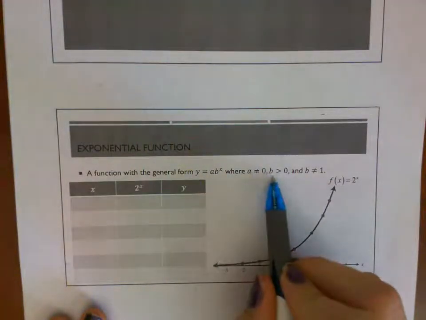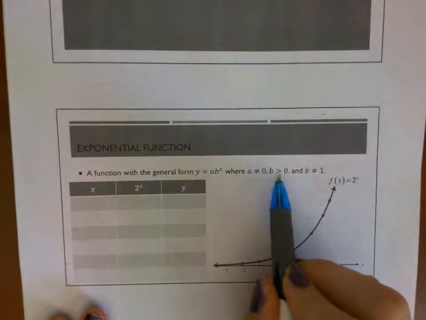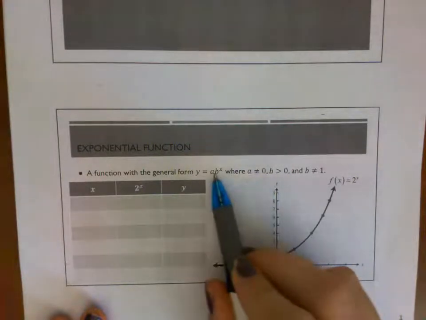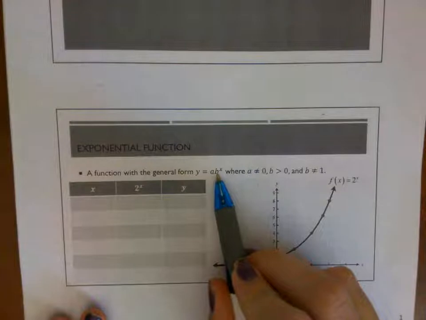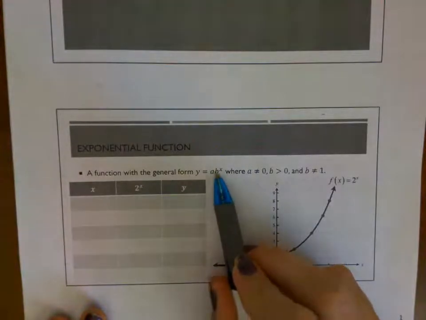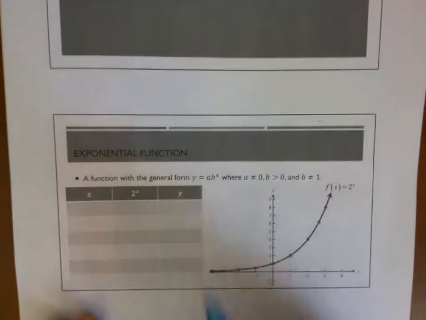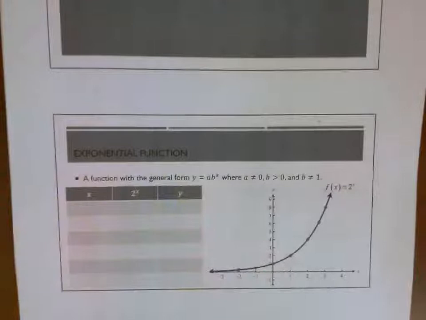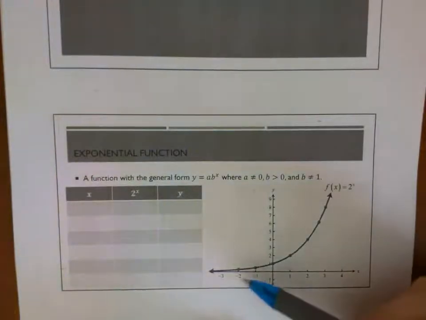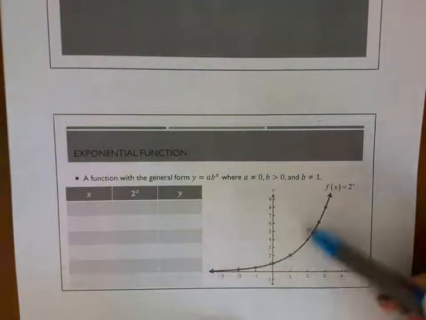And b does have to be greater than 0, because essentially if we were to put a negative number in there, if I raise something to the first power that's negative, it's going to stay negative. If I raise something negative to the second power, it's going to be positive. And so if we looked at our graph, it would start to look like this.